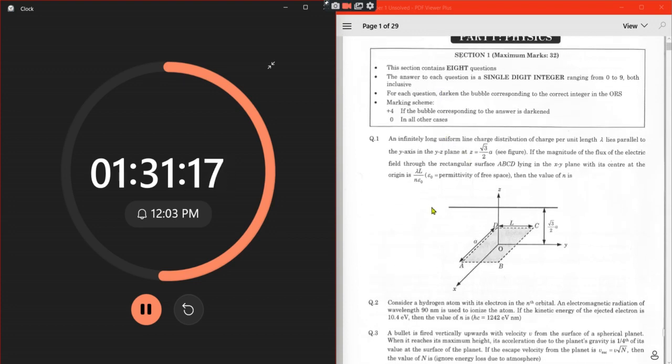An infinitely long uniform line of charge distribution of charge some per unit length lambda parallel to the y-axis in the yz plane at z equal to root 3 upon 2 a. See figure. Okay, ये yz plane है. This is a line, okay, parallel to y. Okay, with the magnitude of the flux of the electric field through the rectangular surface ABCD lying in the xy plane with center at origin is, okay, with center at origin, xy plane में. Okay, understood. Right, it's this thing. Value of n is. Understood. Right. Guess it's not that bad.